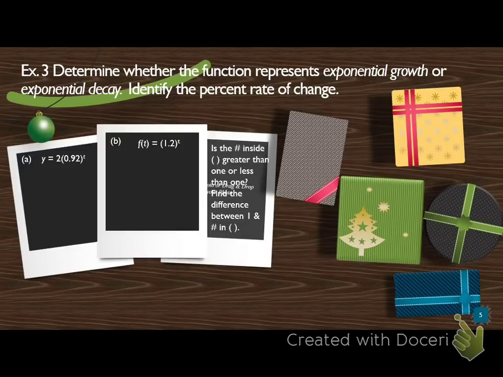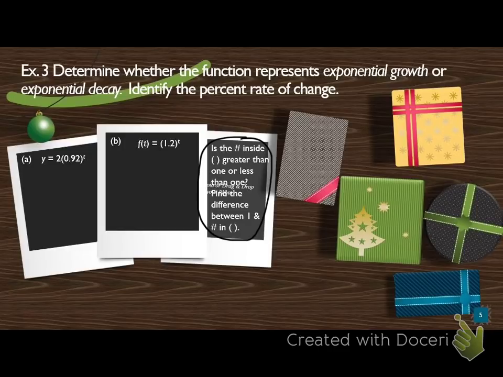Now, instead of looking at a table of information, we're going to look at an actual function, and we're going to determine whether the function represents exponential growth or exponential decay, and then we're going to identify the percent of change. Now, you'll notice this little note that I added right here is super important. Here's how we're going to decide if it's a growth or if it's a decay. Is the number inside of the parentheses greater than 1 or less than 1?